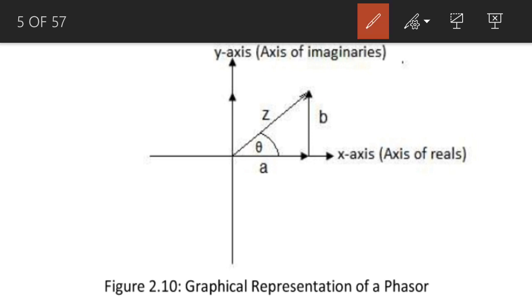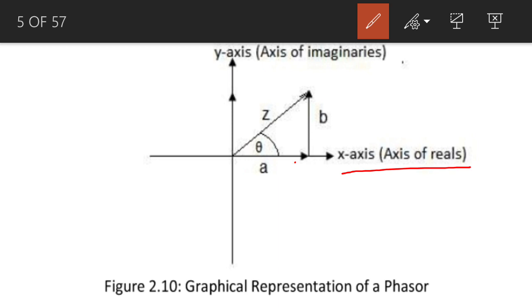So this x-axis is known as a reference axis as well, because we measure the angle of the phasor with respect to x-axis. We can measure this angle in the counterclockwise direction as well as in the clockwise direction.